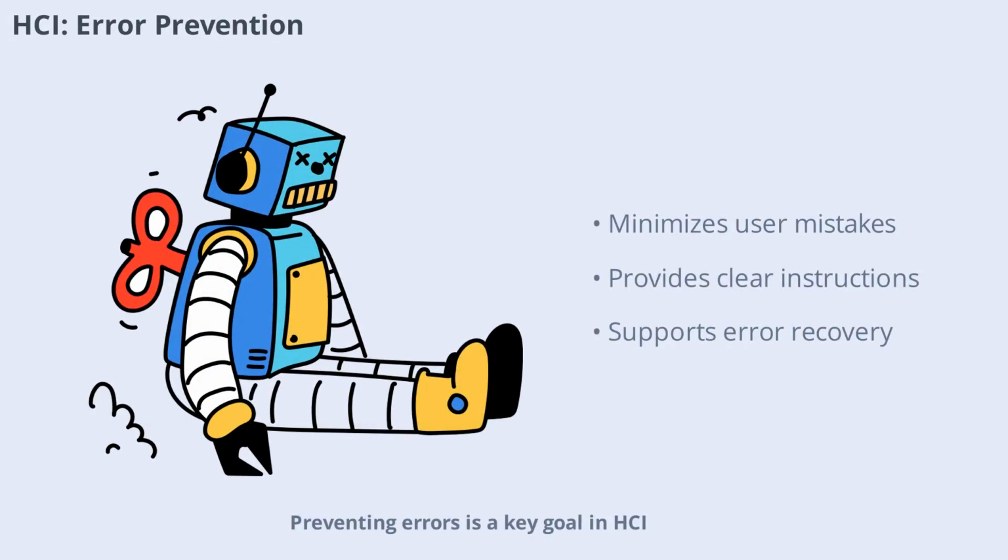experience. Preventing errors is a key goal in HCI. Designers and researchers study common mistakes users make and develop strategies to minimize them. This might involve providing clear instructions, confirming critical actions, or designing forgiving interfaces that allow easy recovery from errors. By focusing on error prevention, HCI helps users feel more confident and in control.